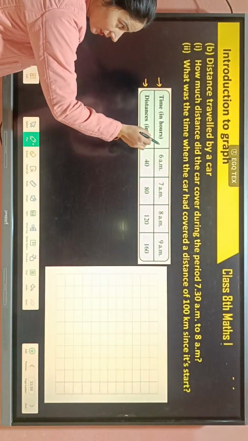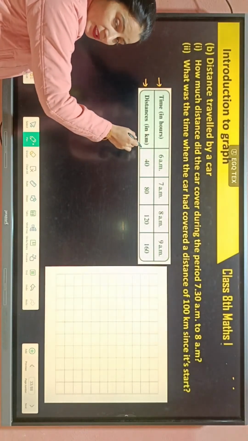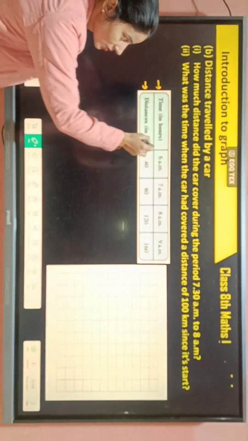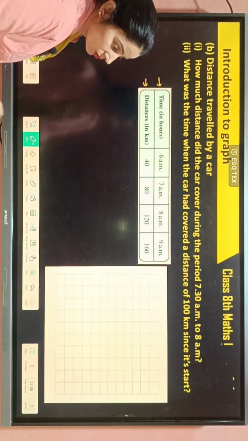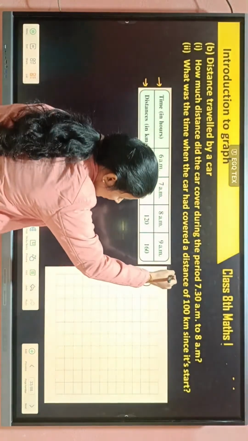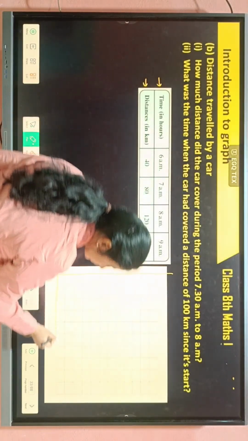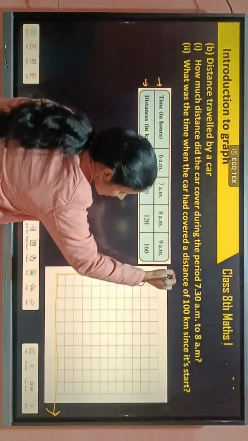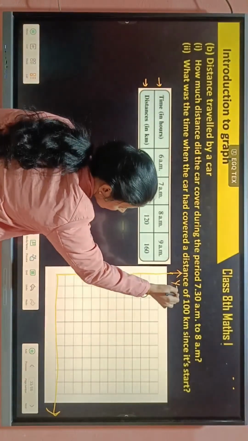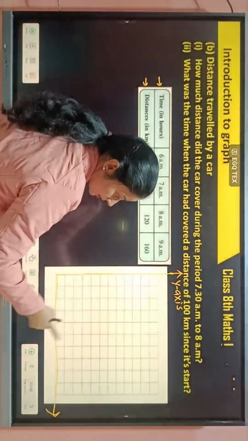So this distance is depending on this time. So this is independent variable, and this will be dependent. This quantity is depending on this one. So on your graph, you will consider, say this is your graph. This is y-axis and this is x-axis.